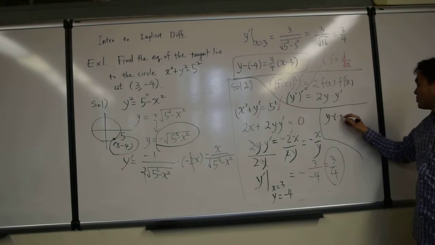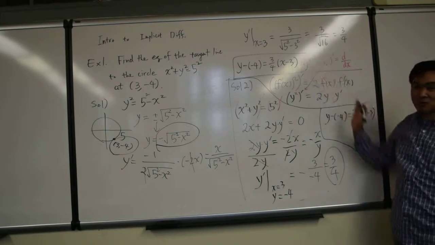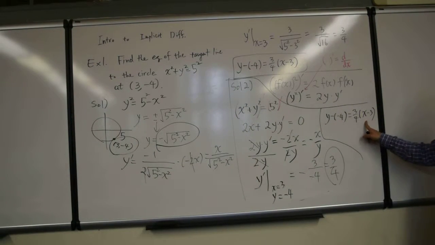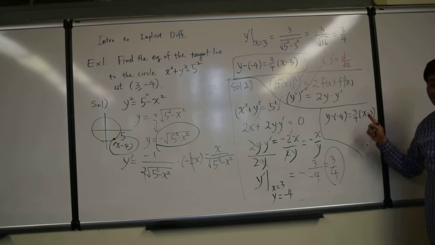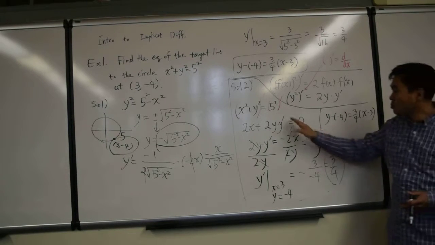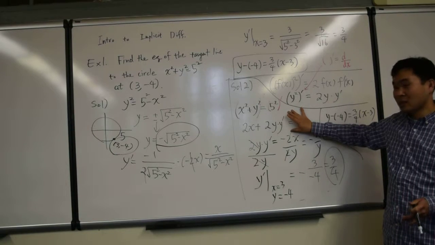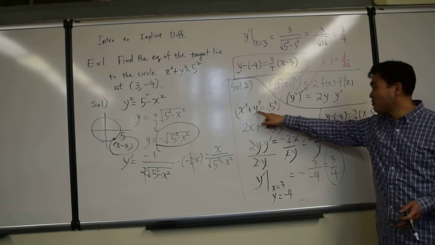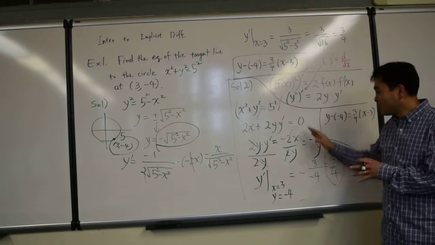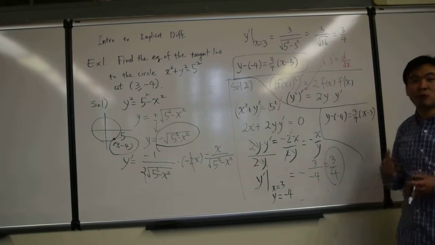y minus negative 4 equals 3 over 4 times x minus 3. For the same reason, it has to pass through this point. It has to have this slope, and I'm using the point-slope form. So you get the same exact answer with both methods, but in the second method, we avoided having to solve for y. The only catch is that you still have to remember that when you're differentiating, y is a function of x. If you keep that in mind, then you're allowed to just differentiate as it is and still get the right answer. That's what we call implicit differentiation.